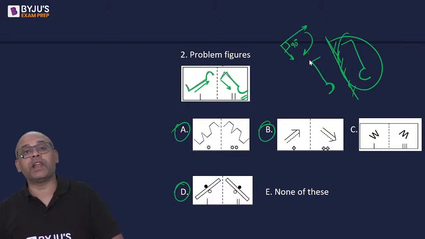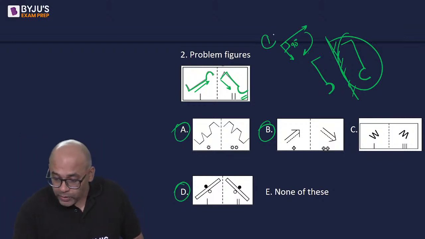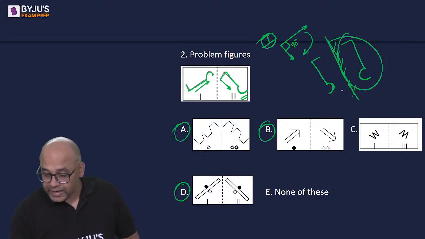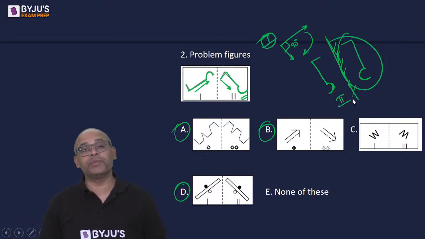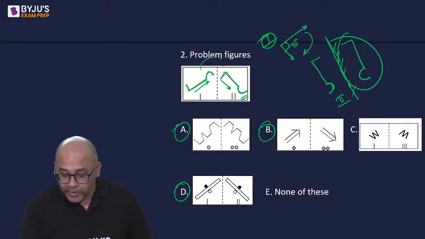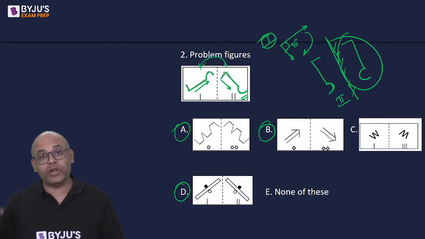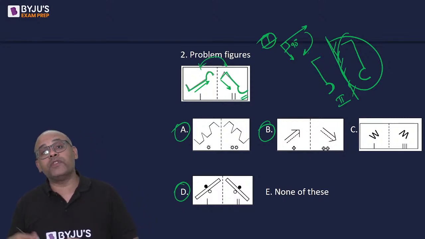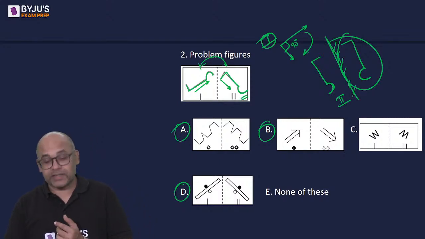So there are two things that are happening. One, clockwise rotation. First step is clockwise rotation by 90 degrees. Second step is mirror image. So the relation between these two parts is clockwise rotation by 90 degrees and mirror image. Now we'll have to see which of these options will give you the same answer.